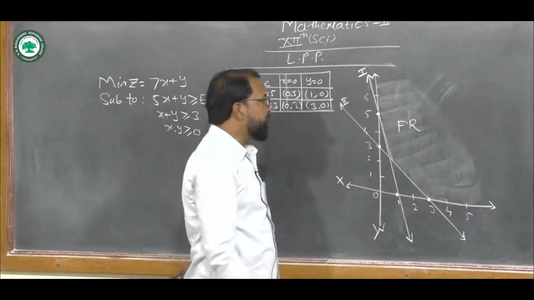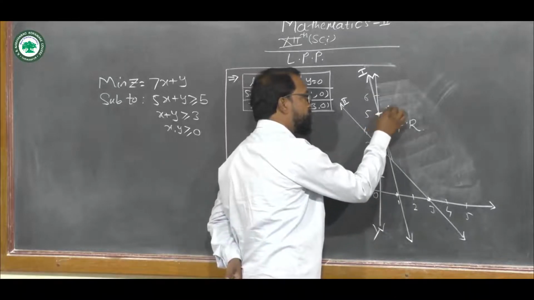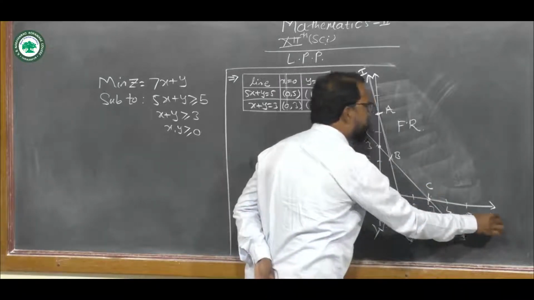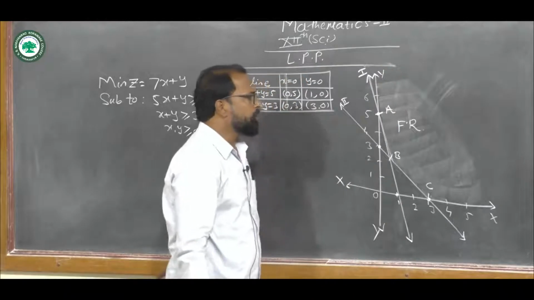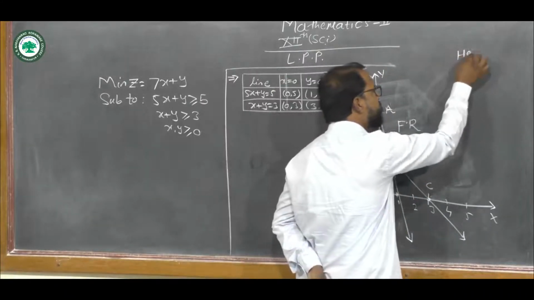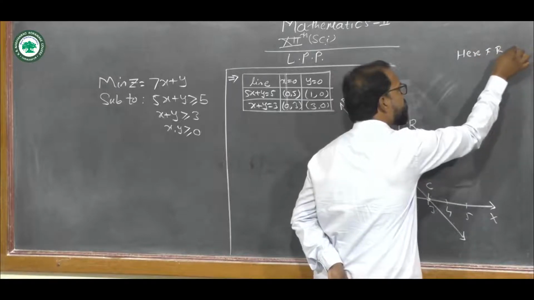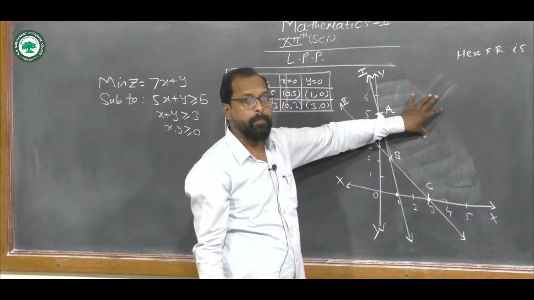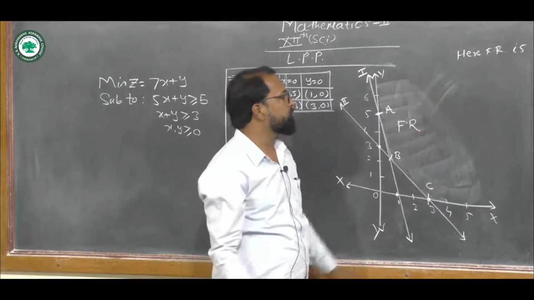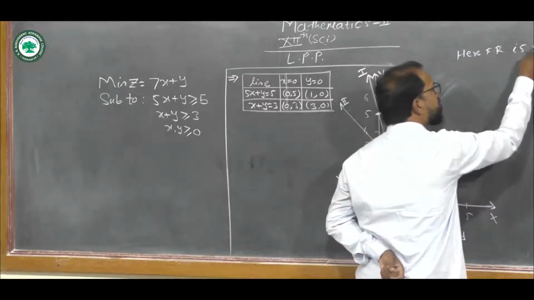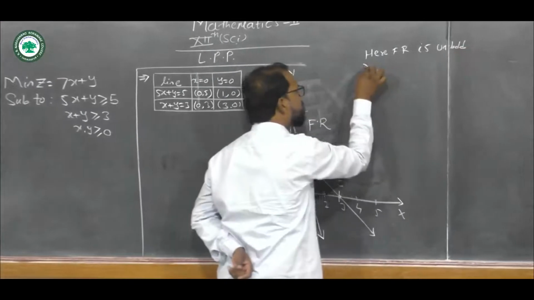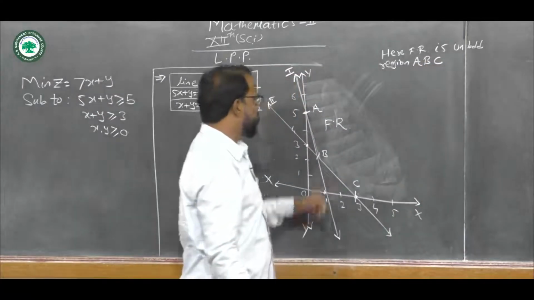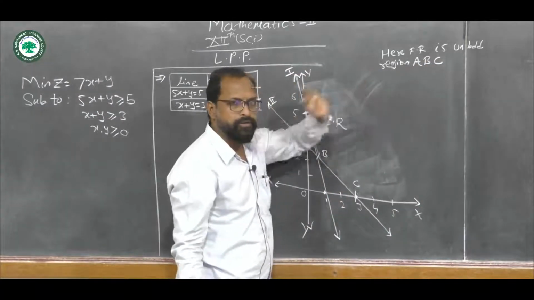Now we give names to the end vertices of the feasible region. Say this is A, this is B, this is C, this is the x-axis, this is the y-axis. Check here, this feasible region is unbounded, it is not compact, it is not a polygon. So here we write, the feasible region is the unbounded region A, B, C.